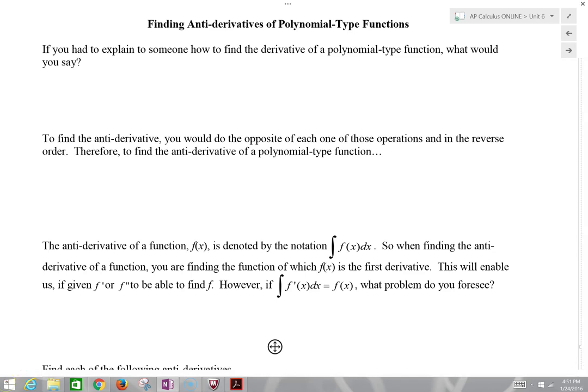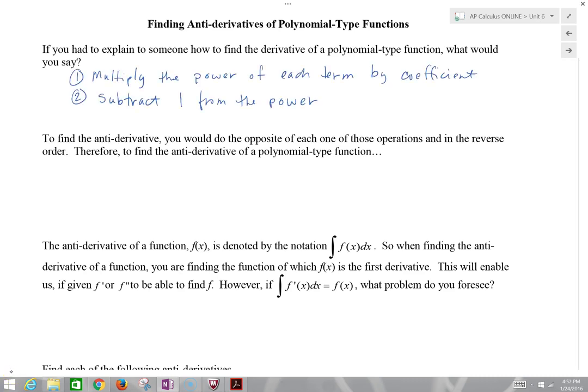If you had to explain to someone how to find the derivative of a polynomial type function, what would you say? Go ahead and write down your own. So pause this video and then check your answer with me. You probably would say something like this. You'd multiply the power of each term by the coefficient and then subtract 1 from the power.